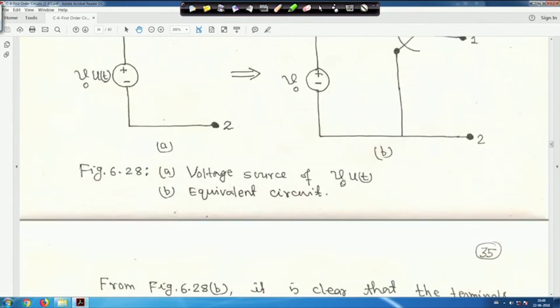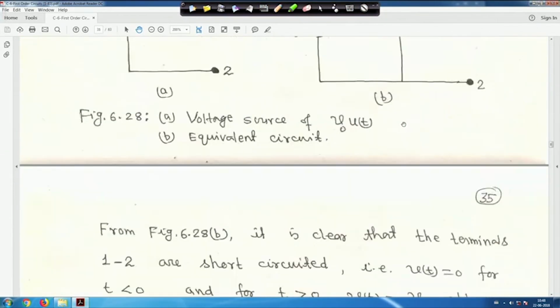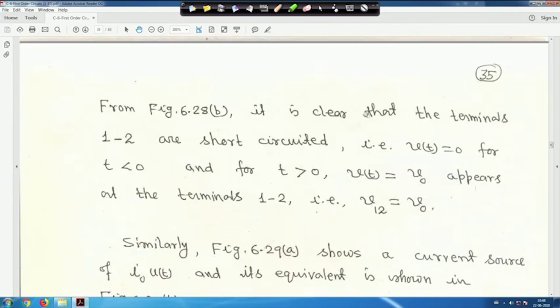So, the voltage source V0 u(t) and its equivalent circuit are shown, and the explanation is given. It is clear that when terminals 1 and 2 are short circuited, v(t) is equal to 0 for t less than 0, and for t greater than 0, v(t) is equal to V0 appears at terminals 1 and 2, that is V12 is equal to V0.